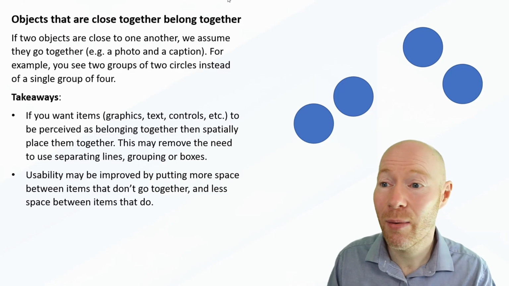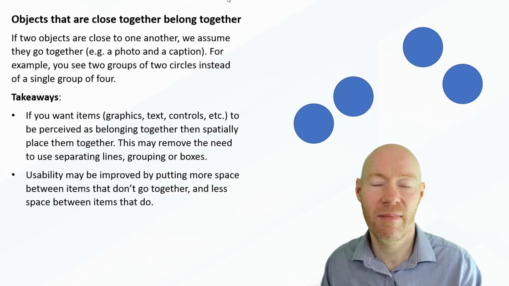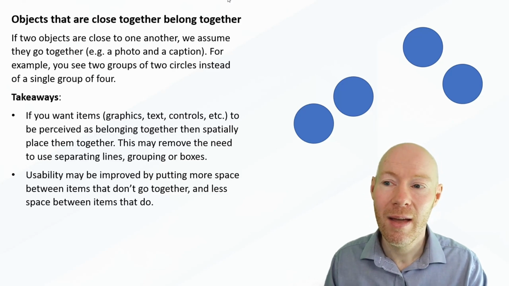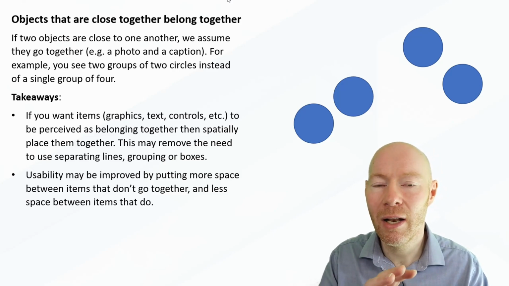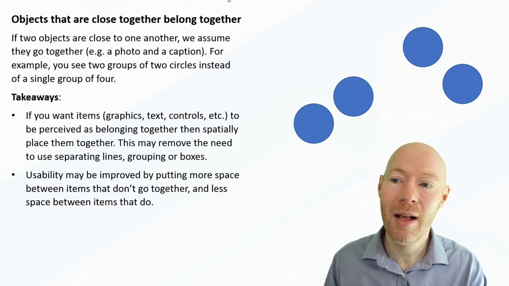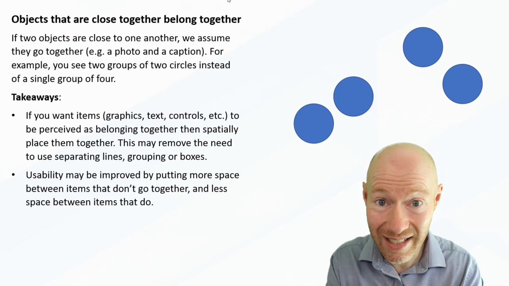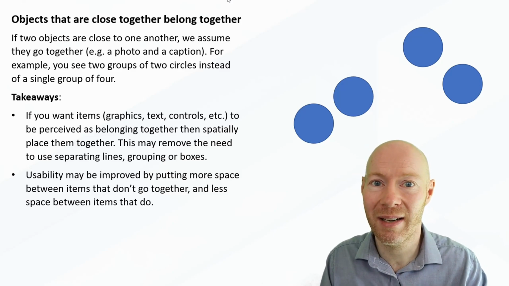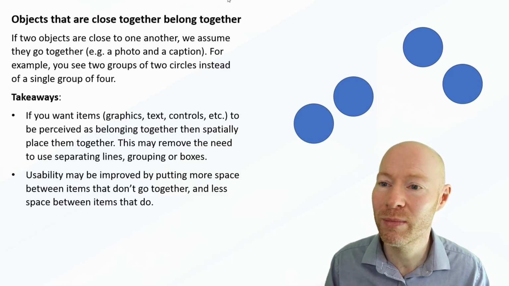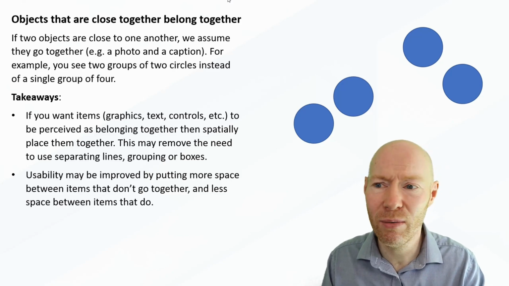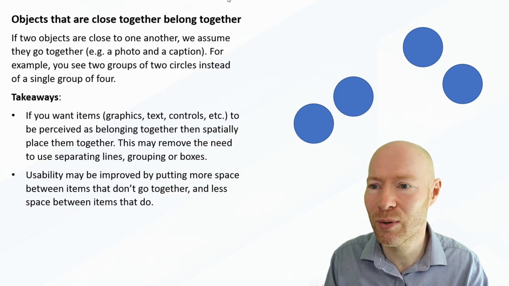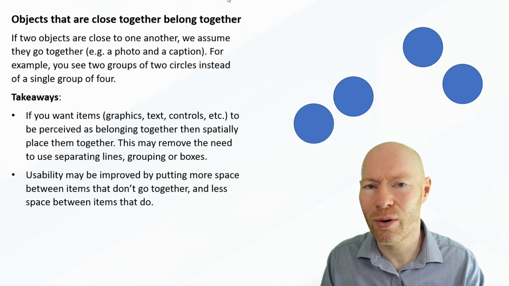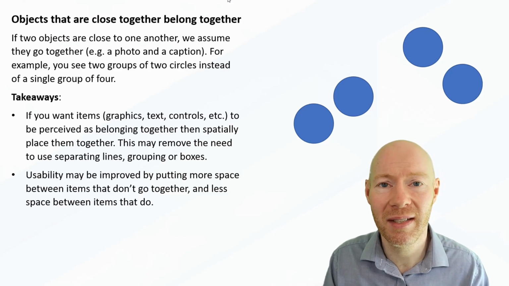So a few takeaways here. If we have items, could be graphics, could be text, could be controls, doesn't really matter, and we want them to look as if they belong together, then we should place them together, because that means we most naturally, almost automatically and effortlessly, group them together. And that may mean we don't need to use other ways of grouping them, such as sticking them inside some surrounding line or box, or some other way of highlighting that they all fit together.